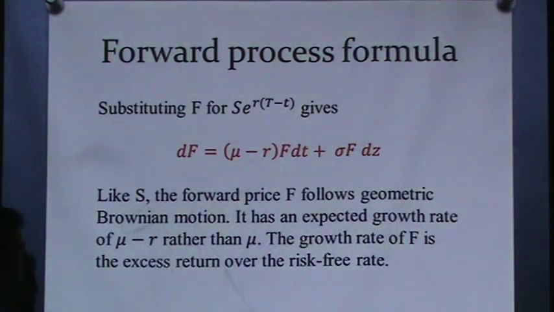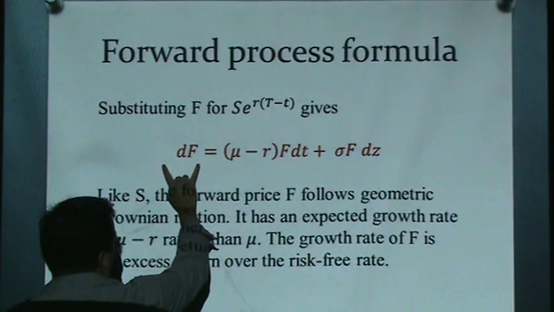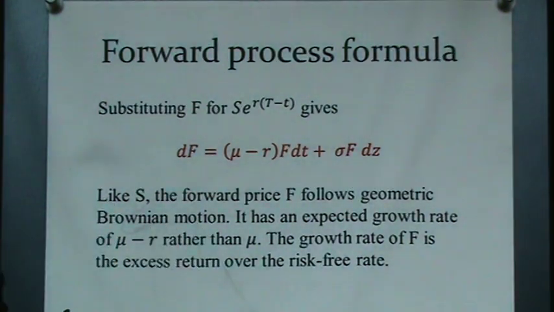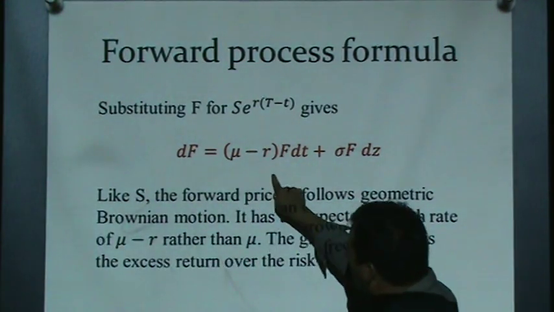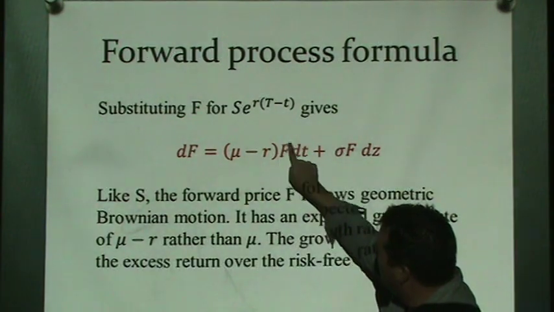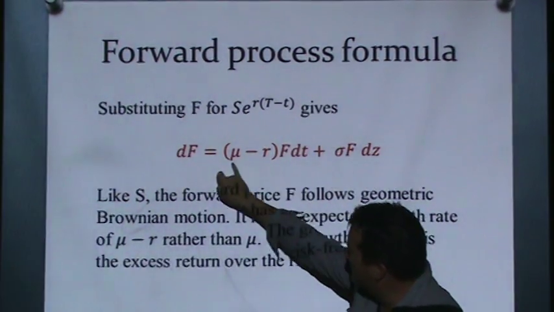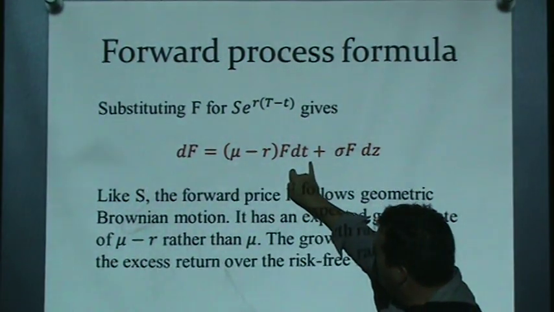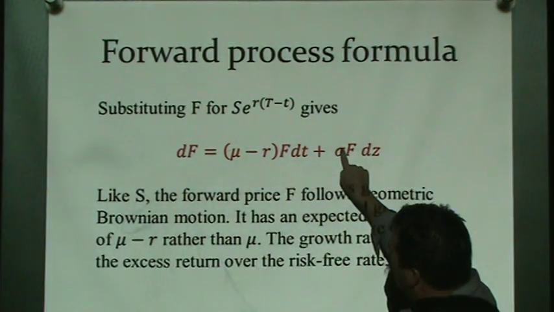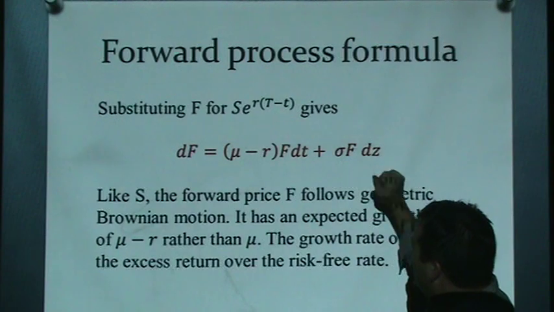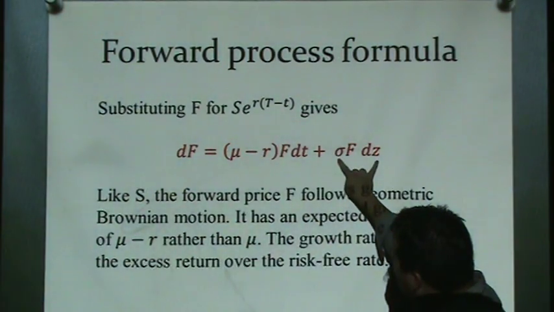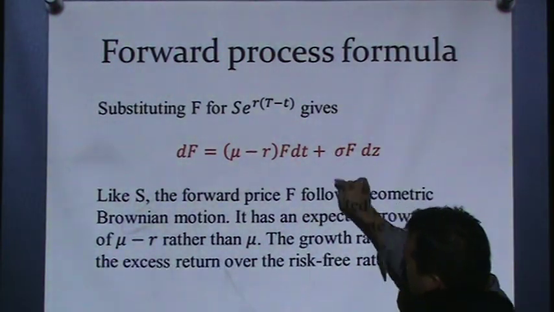So now we're saying that the process for the forward, using that stock as an underlying stock, ends up being mu minus R times the value of the forward. This is the non-stochastic component, and then sigma times F times dz or dw would be the stochastic component.